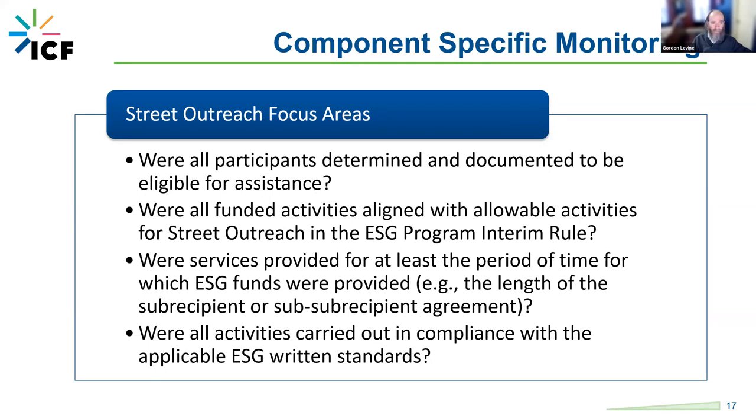Moving on to component-specific monitoring. These are program components or project components that refer to specific activities being carried out under ESG. So under street outreach, were all participants determined and documented to be eligible for assistance? Were all funded activities aligned with the allowable activities for street outreach in the interim rule? In other words, did you spend your money on eligible activities? Were services provided for at least the period of time for which ESG was provided?